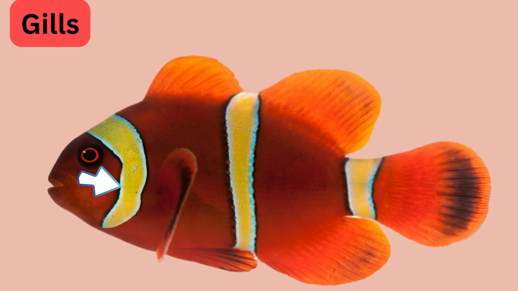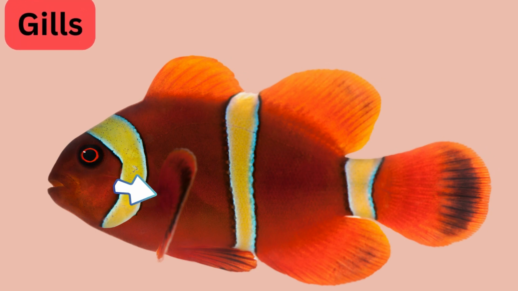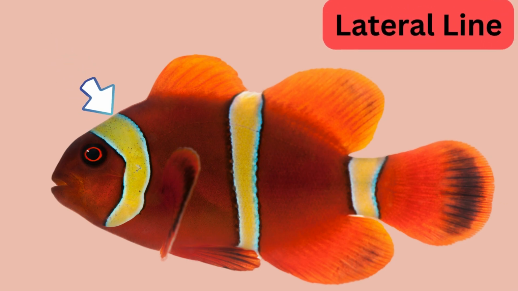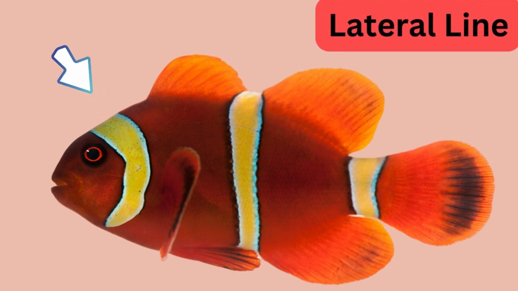Gills. The gills lie under gill covers. The covers pump water in through the mouth over the gills. The bones that make up its gill covers have zigzag edges. Lateral line. The lateral line is full of tiny sensors along the head and flanks. This helps it detect vibrations in the water.